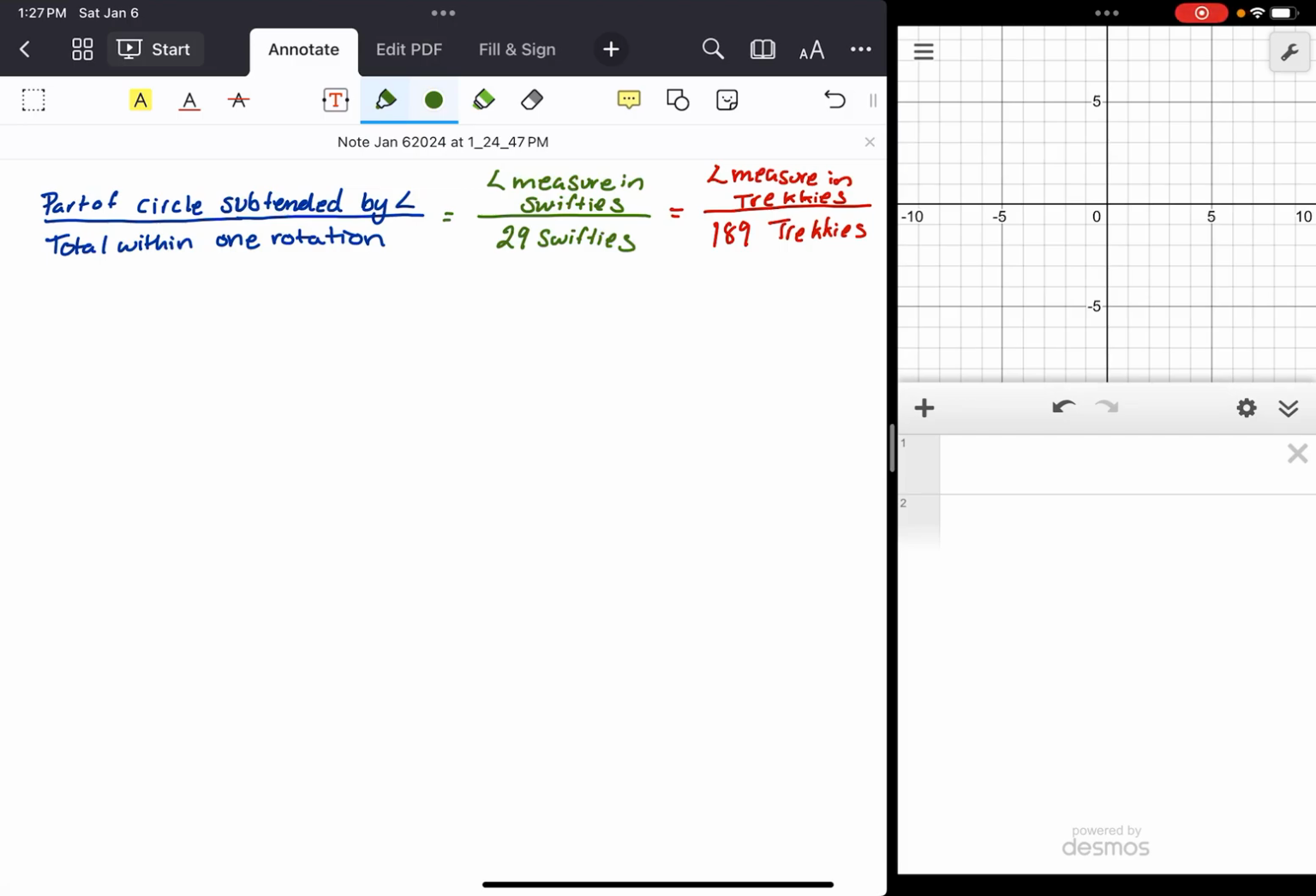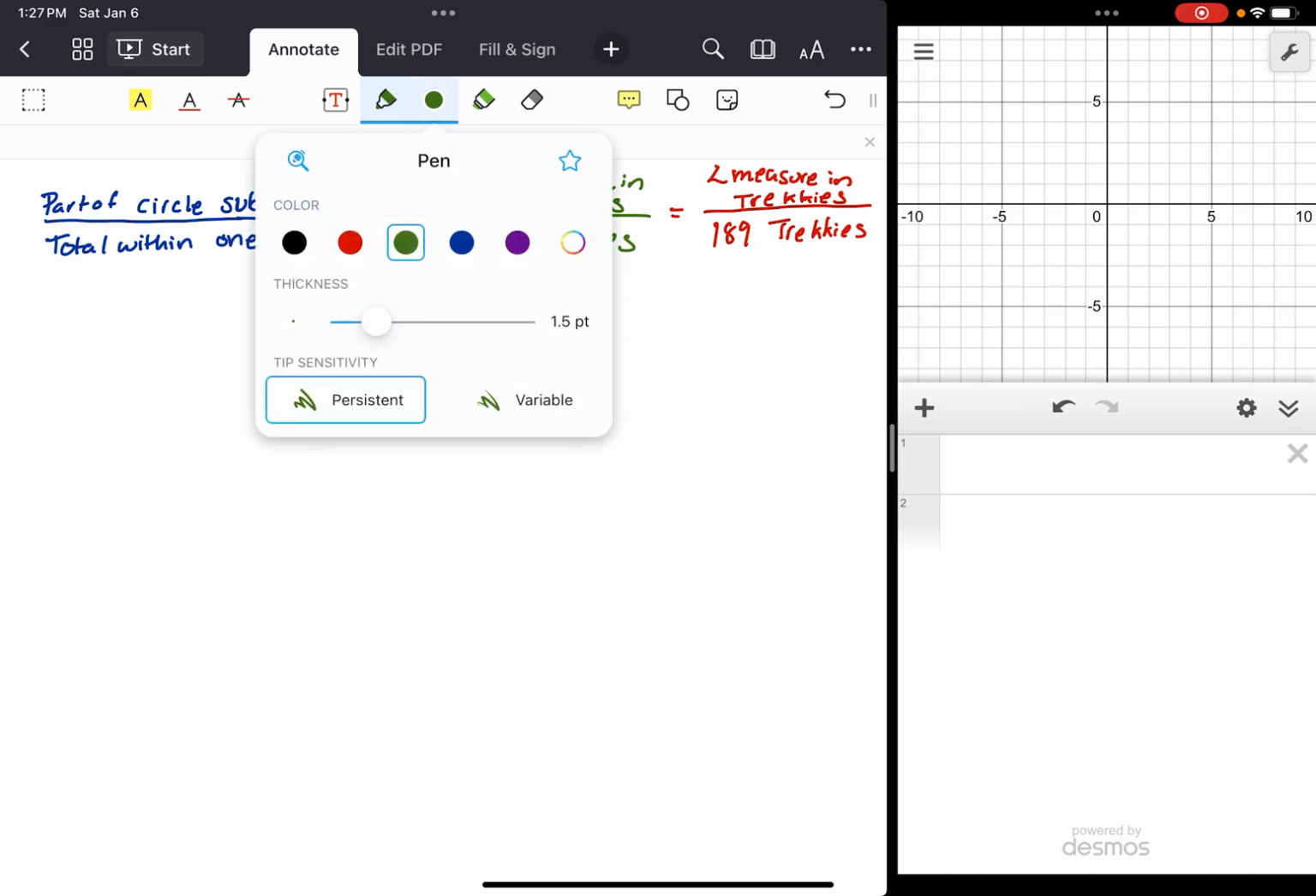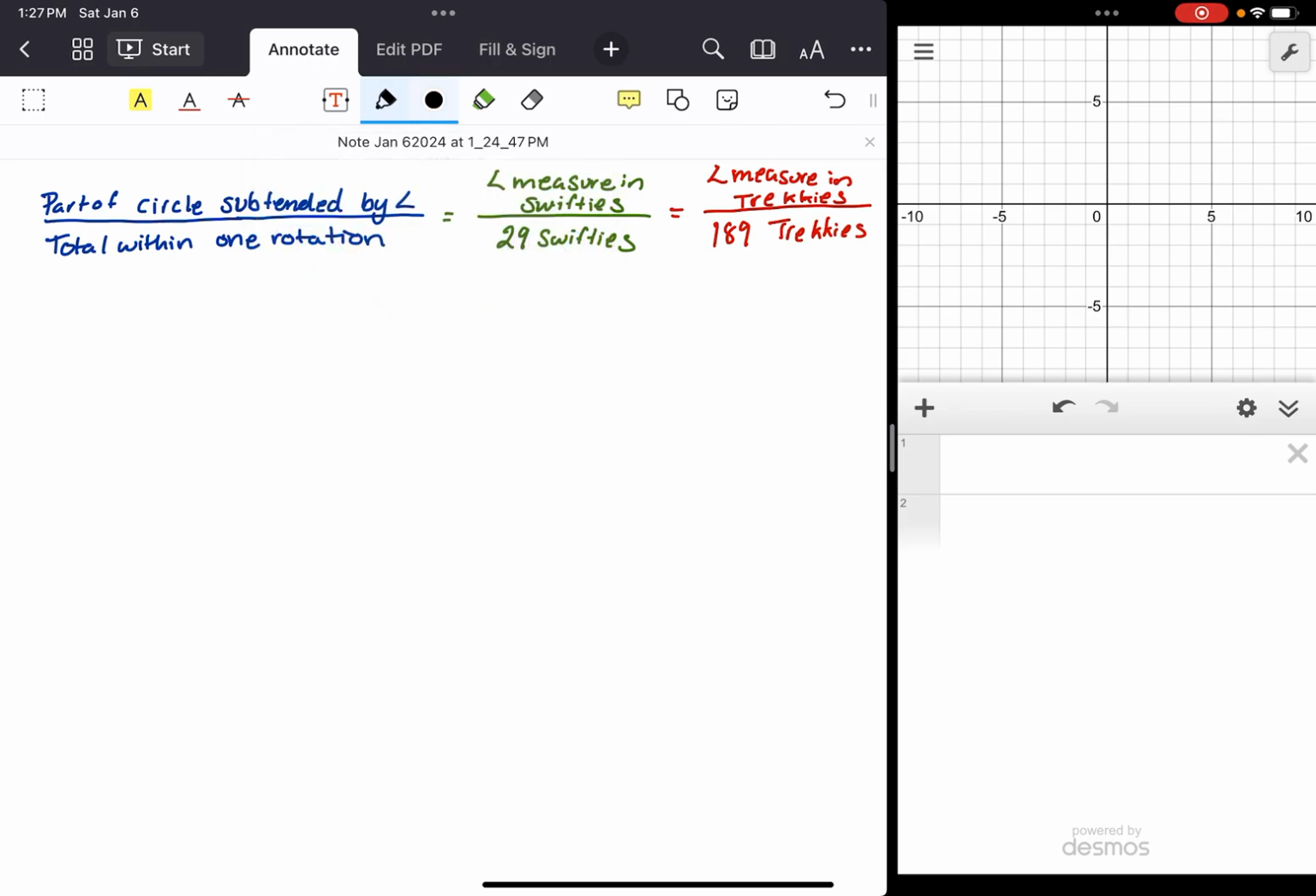All right, in this video, we're going to walk through how to solve that first practice problem from our Desmos exploration activity. In this particular problem, we were given an angle that measures 13 Swifties. Remember, Swifties is just a made-up unit of measure. There are 29 of them within a full rotation of a circle.